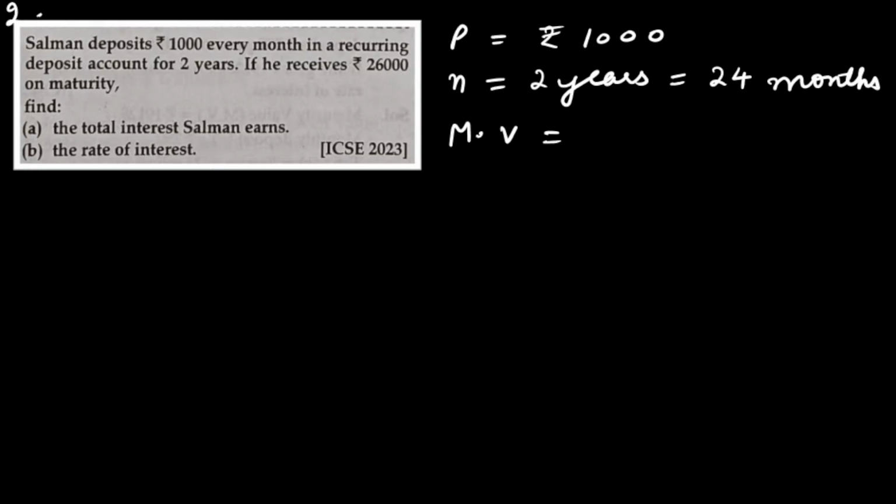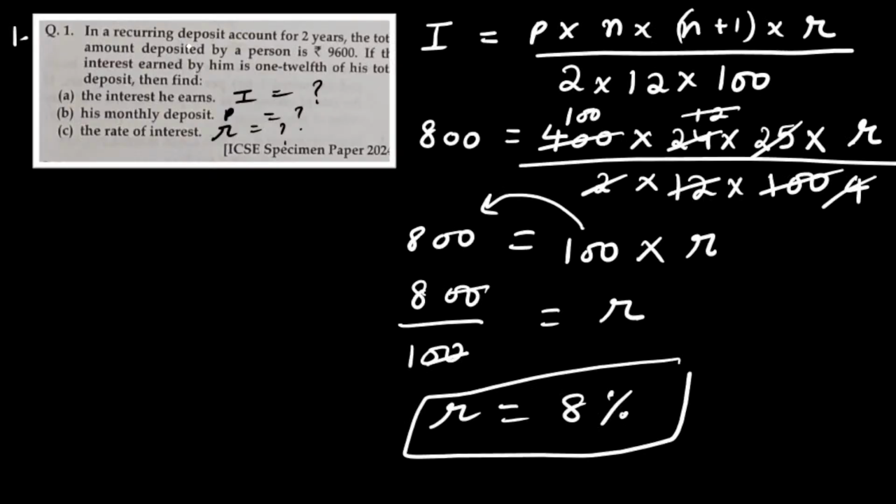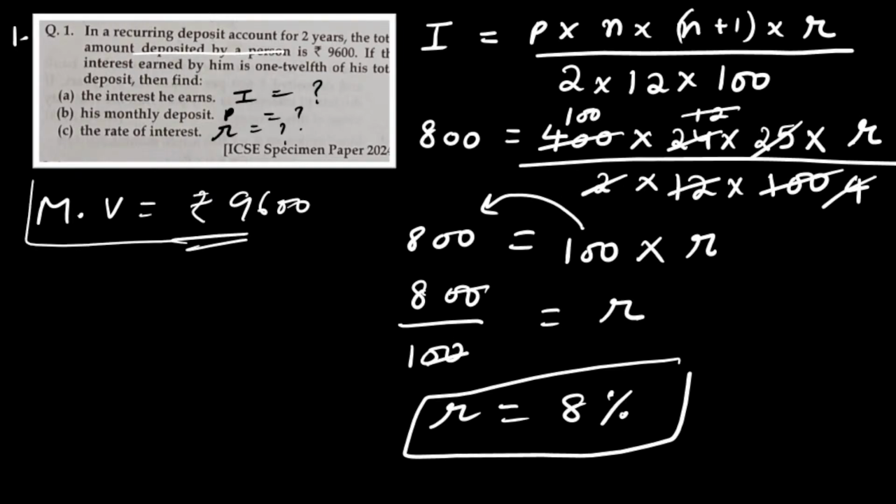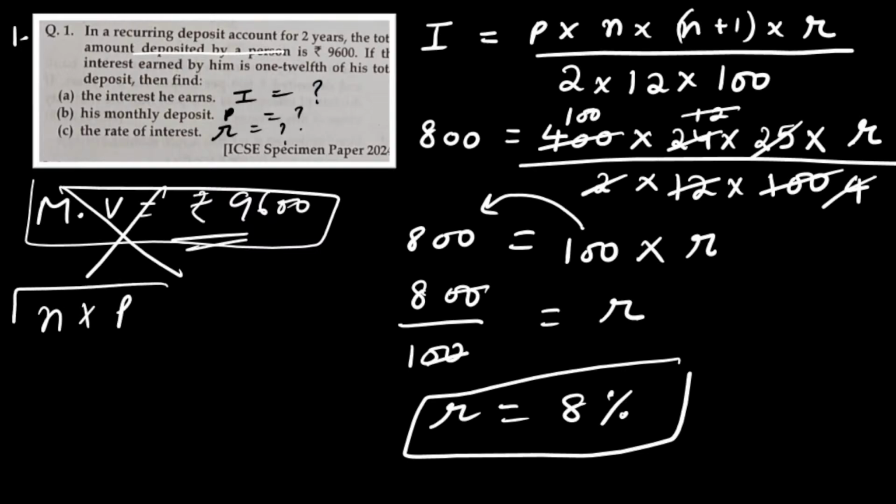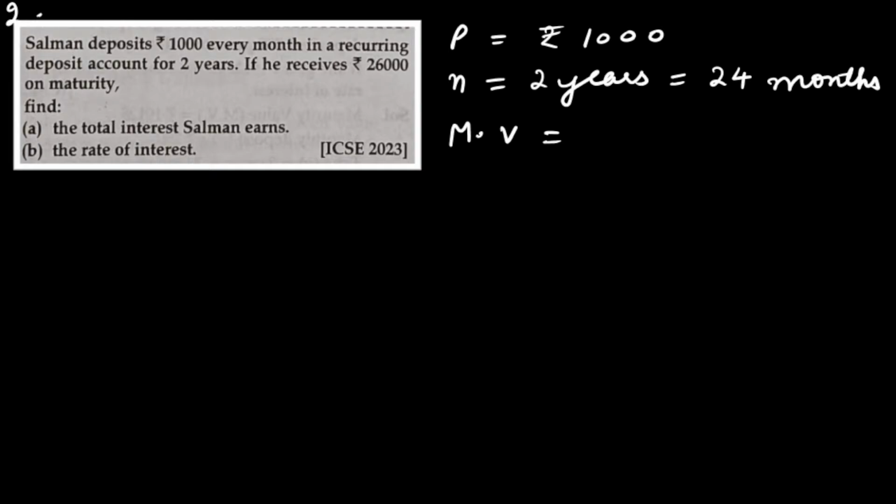See, in the previous question also some students might get confused. Where it is mentioned total deposit by a person, some students will get confused and will write 9,600 as MV. But this is the total amount deposited by the person, so this is not MV. I have seen that confusion. That's why here itself I am discussing: total amount deposited is N into P, and the amount which we get on maturity, that is maturity value. So here in this question maturity value is given to us, which is 26,000.